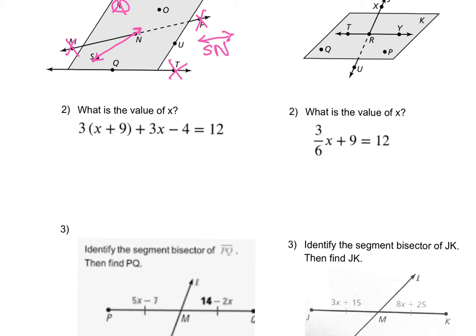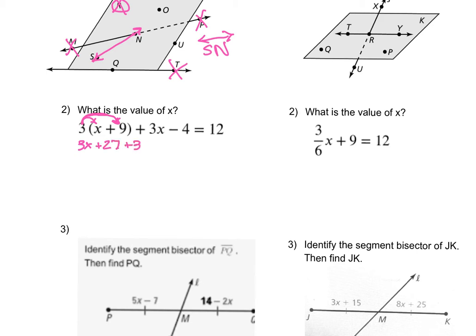All right, number 2 asks us to find the value of x. So we need to first distribute. That's always the first step. So we need to distribute this 3 to the x. So 3 times x is 3x. And then the 3 to the 9, 9 times 3 is 27.